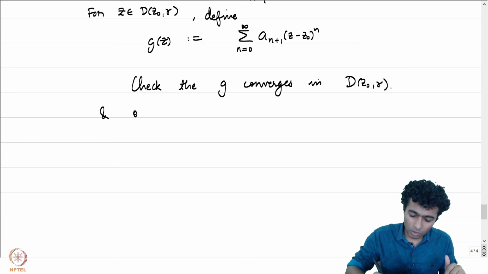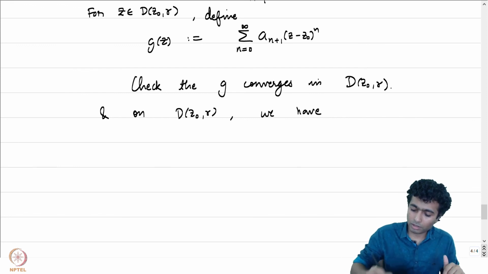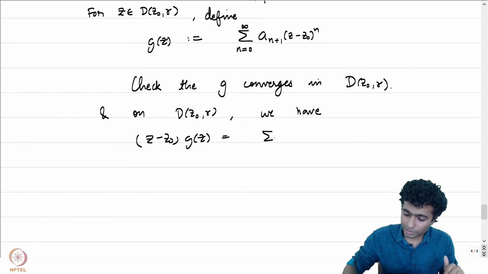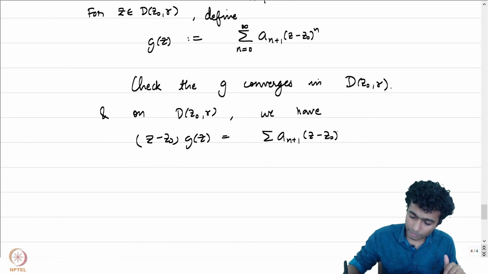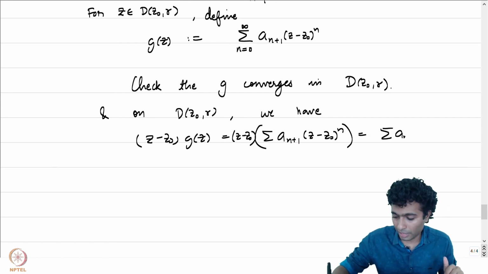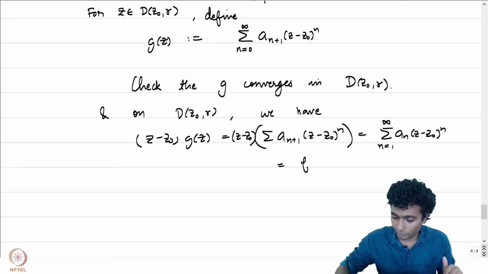And on D(z0, R), we have z minus z0 times g of z is equal to the summation a n plus 1 into z minus z0 to the power n times z minus z0, which is equal to the summation a n z minus z0 to the power n, where n is going from 1 to infinity, which is equal to f of z.